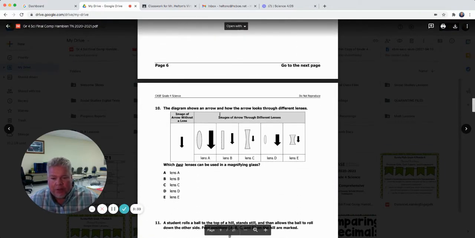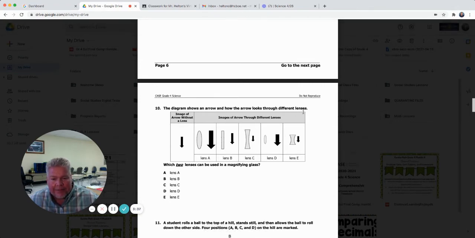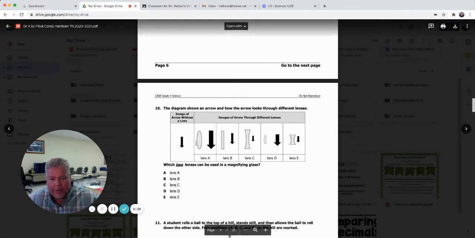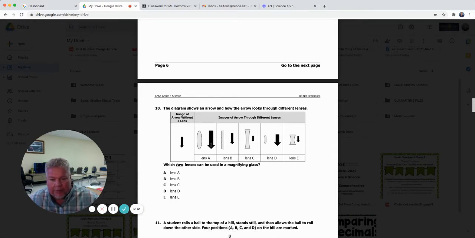Okay, number 10, 3 more. The diagram shows an arrow and how the arrow looks through different lenses. Okay, so here's an arrow. If I look through lens A, it makes the arrow bigger. If I look through lens B, the arrow's the same. Lens C makes it smaller. Lens D makes it fatter or something. Lens E makes it smaller.